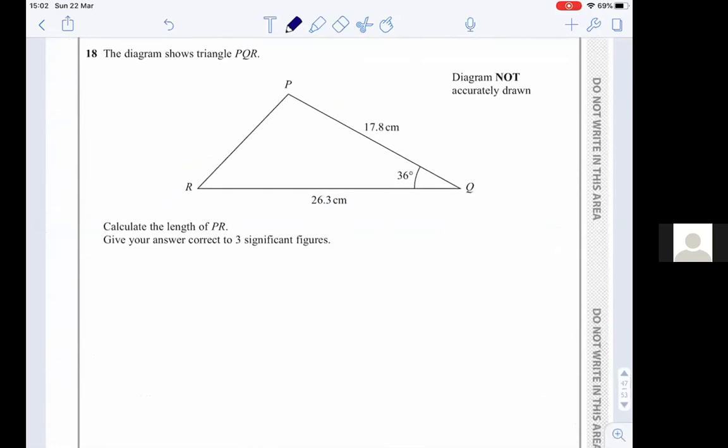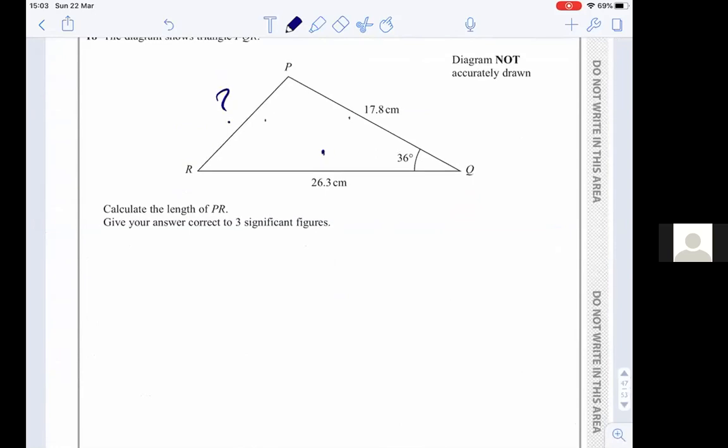Okay, question 18. We have a triangle. There's no right angles here, but we do have some sides. We're trying to work out this length. So we have 3 sides and an angle. This means I need to use the cosine rule. So this is where we say a squared equals b squared plus c squared minus 2bc cos A.